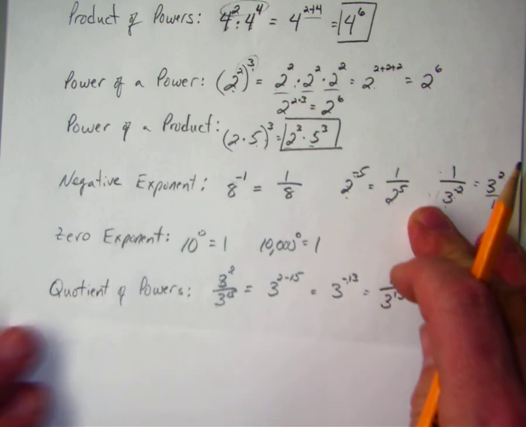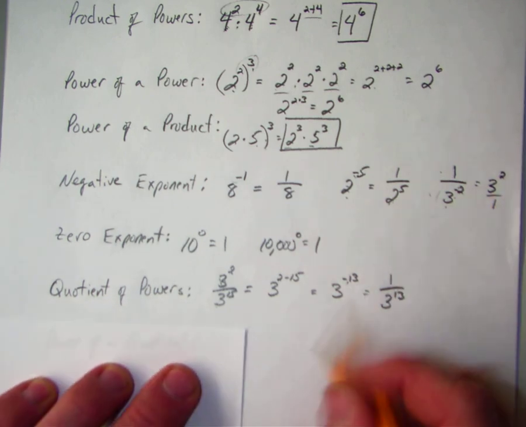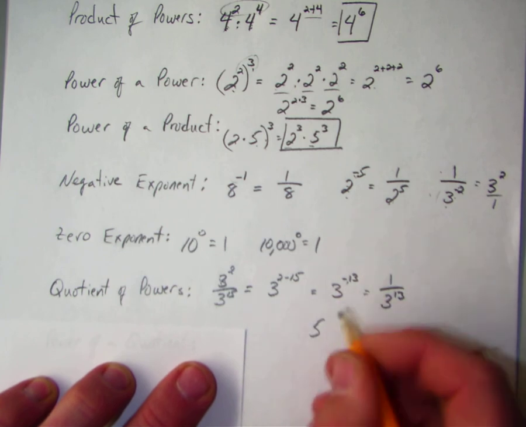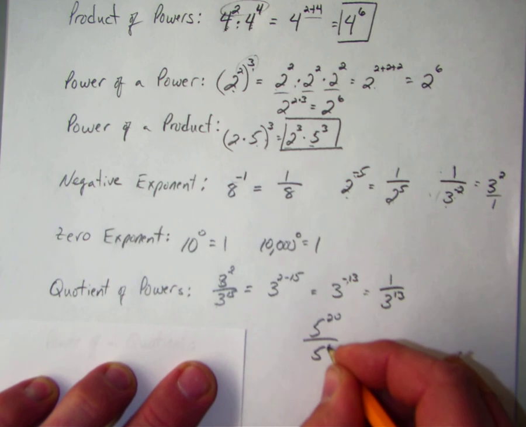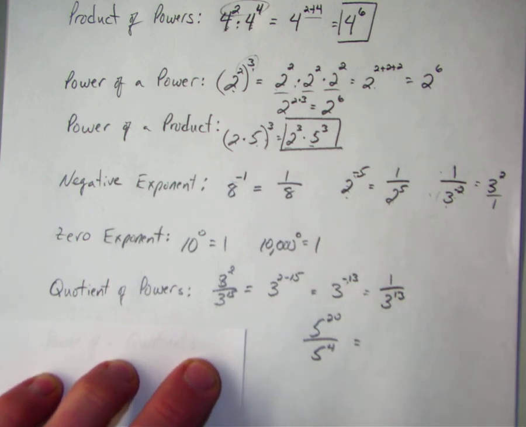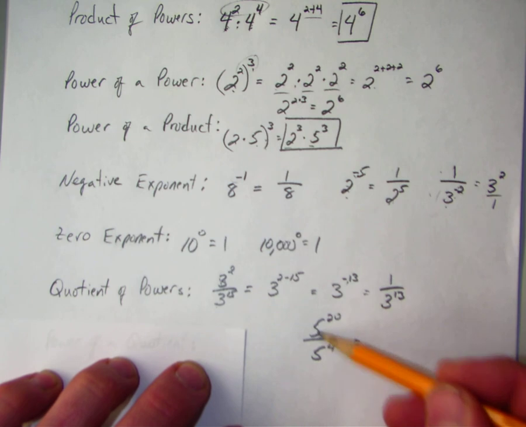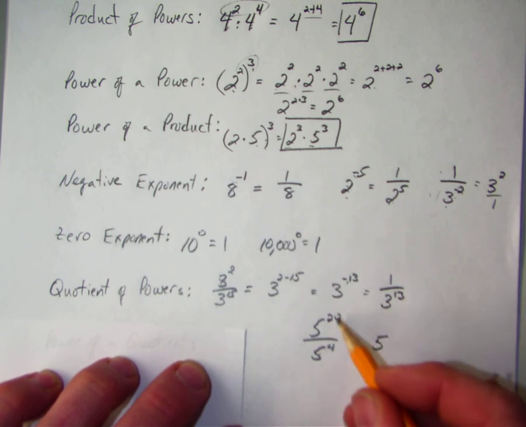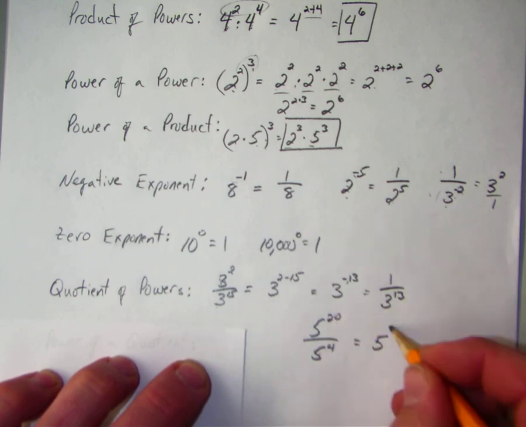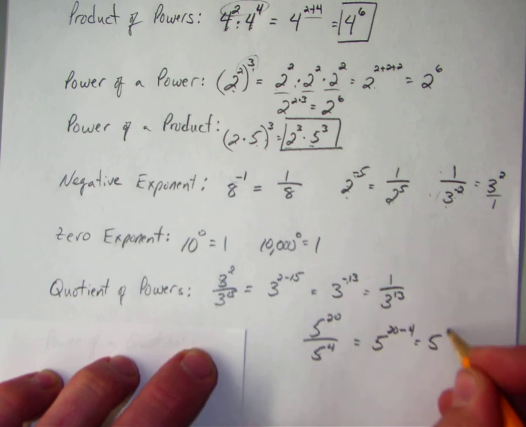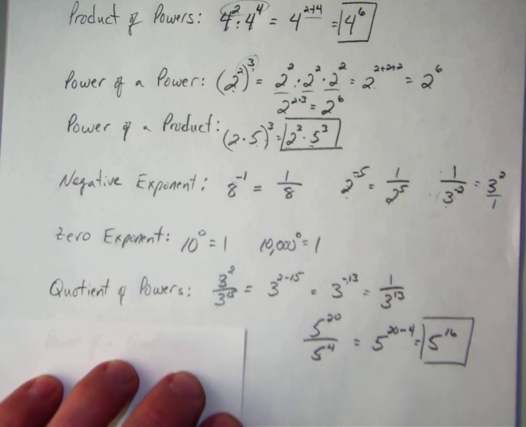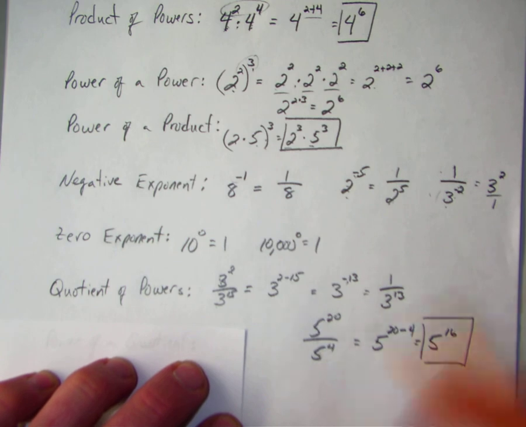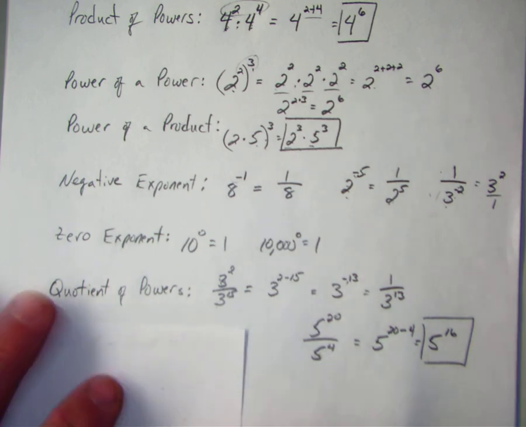Let's look at another example. Let's do 5 to the 20th over 5 to the 4th. All right, can I divide this? Yes, because the bases are the same, so therefore I keep the base and subtract the exponents. So subtract the top minus the bottom. So therefore it's 5 to the 16th. And again, you can leave your answer like that. Now if the bases are not the same, then you just have to leave it the way it is.